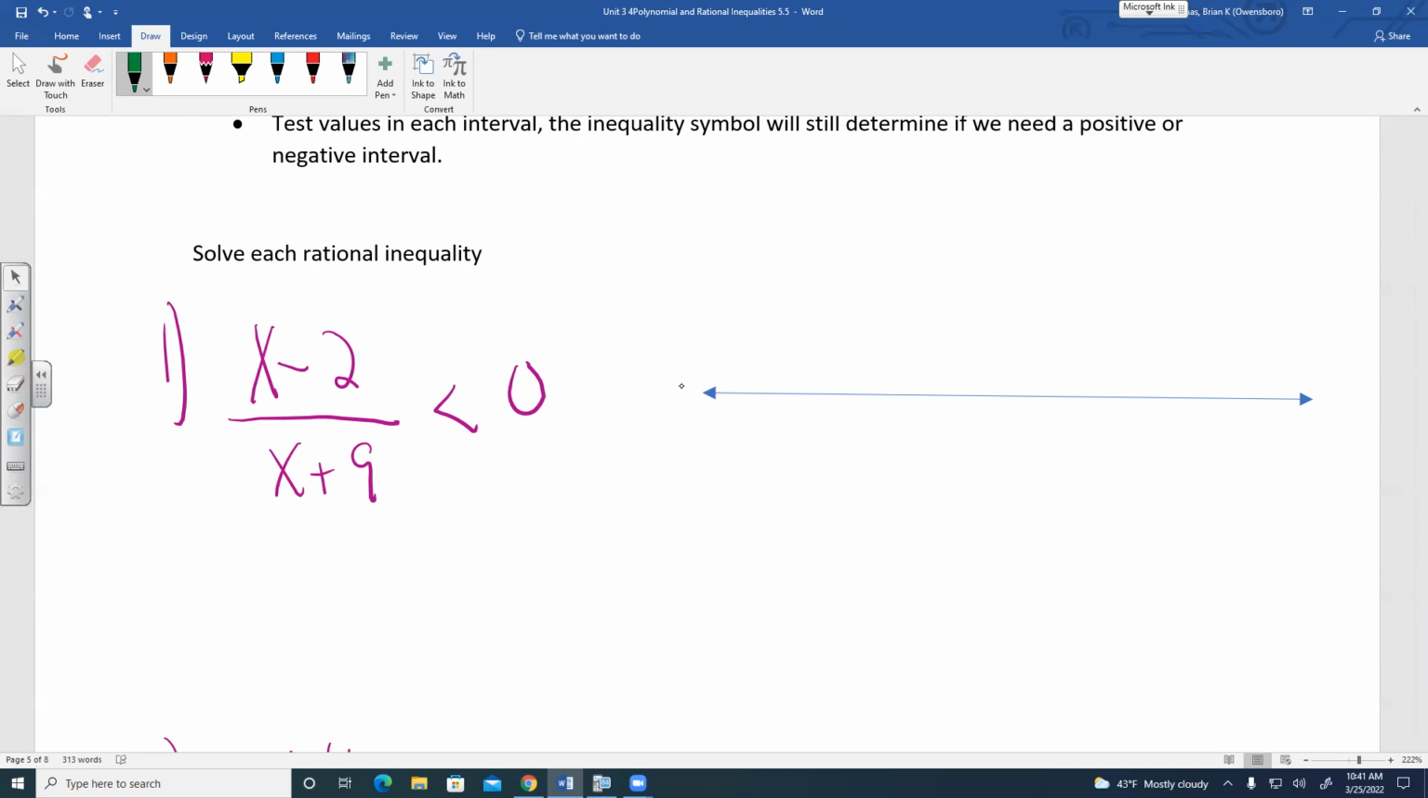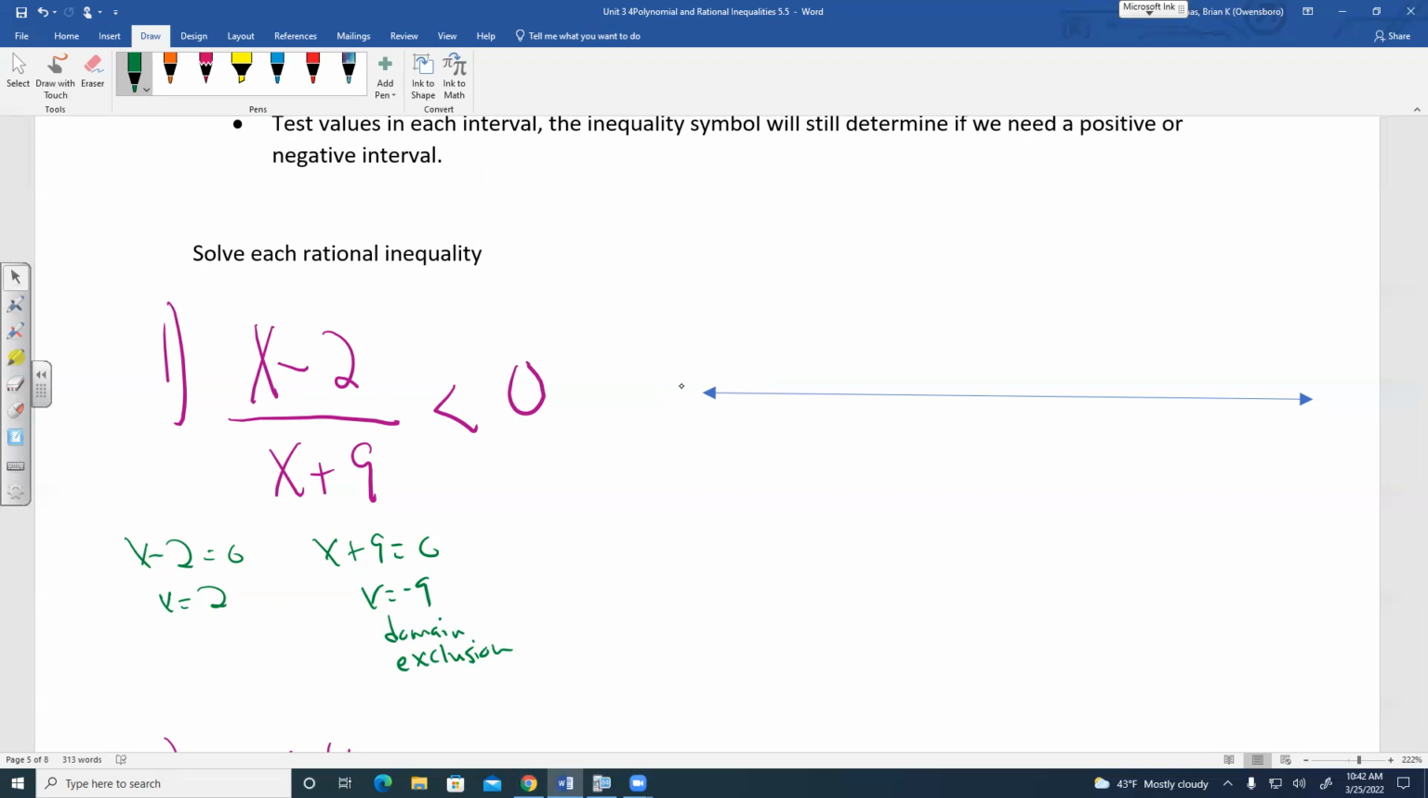So as we say, when you have a rational function, you're going to set the numerator, x minus 2, equal to 0. And we say x equals 2 there. That's going to be a 0. And we set x plus 9 equal to 0, and that's going to give x equals negative 9. So remember, that's going to be a domain restriction. So we're going to exclude the negative 9. So it's always going to be an open circle there.